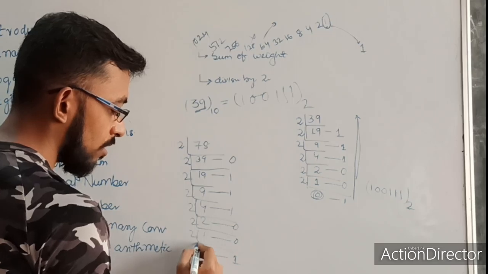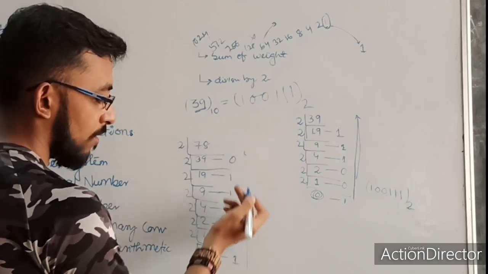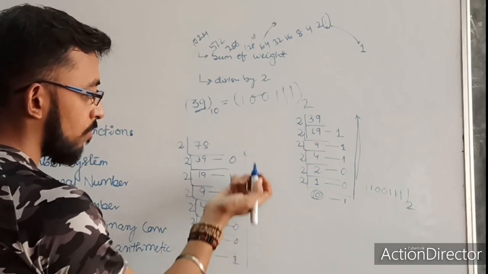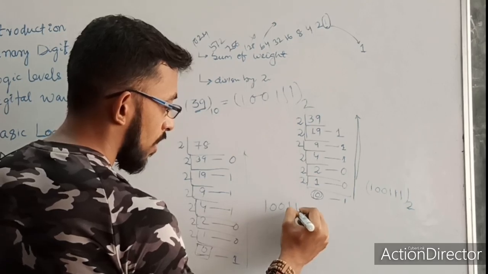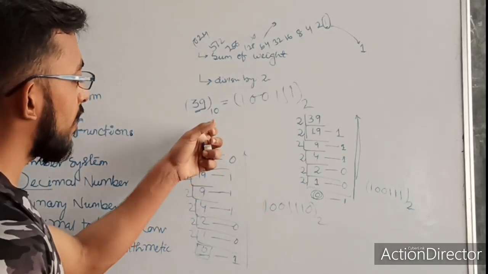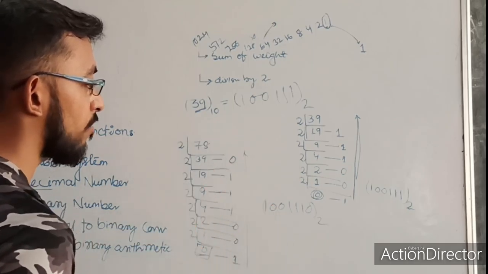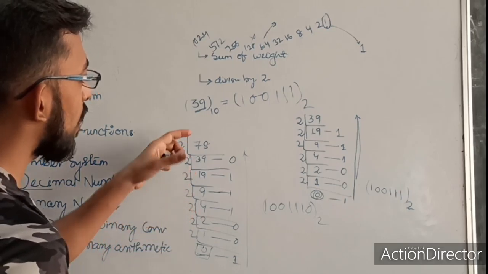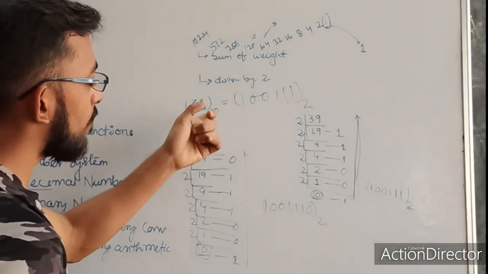So here you see, my quotient became 0, so I will stop over here. And I will write the values from bottom to top. So what is the value? 1, 0, 0, 1, 1, 1, 0. This is nothing but the binary representation of 78. That is the same answer that we got in the previous case. So this is the way to represent a decimal number as a binary number.